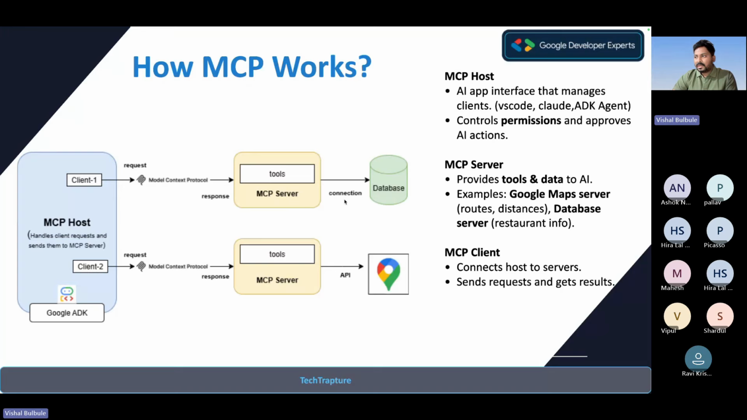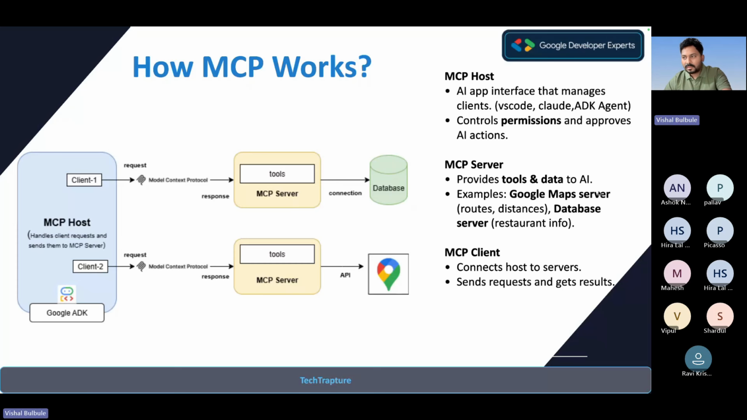There it can be a database connection, or here it can be an API, in terms of Google Maps, but it will use some mechanism to connect to your external system. But for your model, you don't need to worry whether it is a connection or an API. You will always use the MCP protocol. Okay, Vishal, yeah, got it.